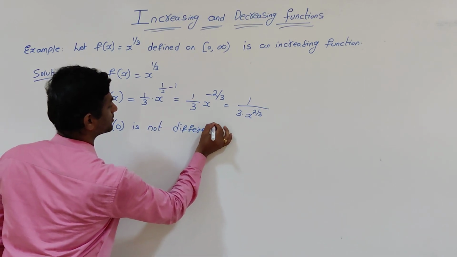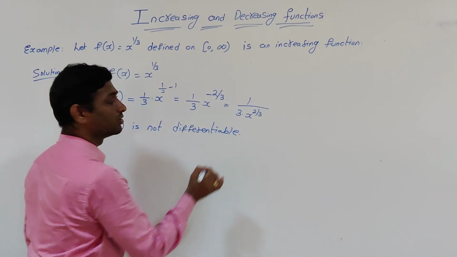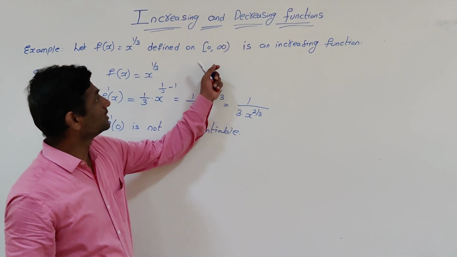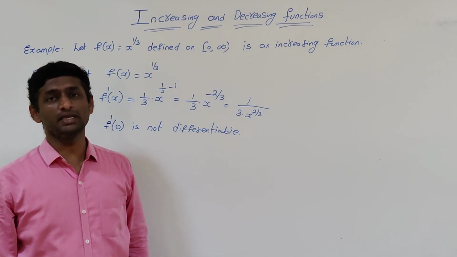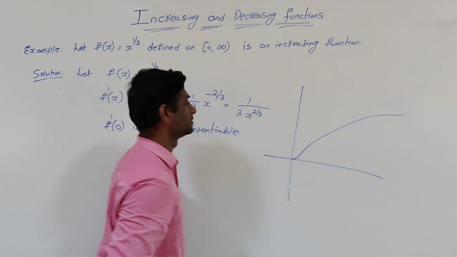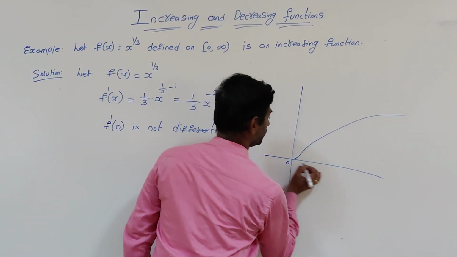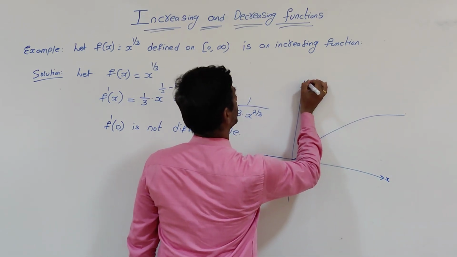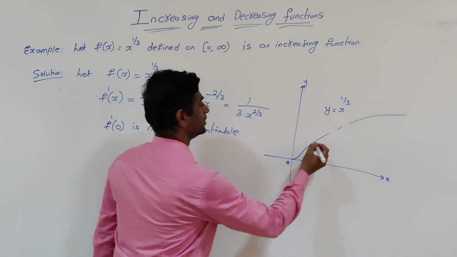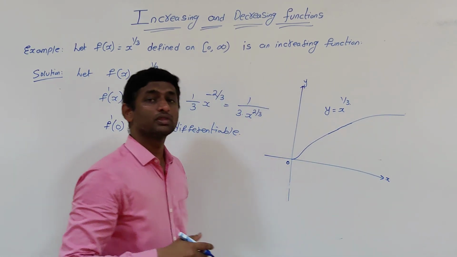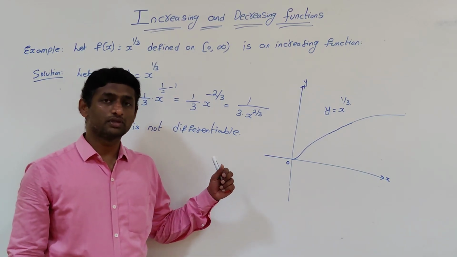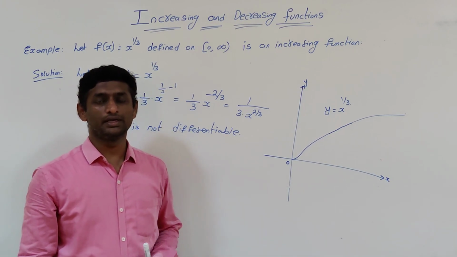So though the function is not differentiable at 0, the function may still be increasing. The graph of this function will be like this. So it is the origin 0, x-axis, y-axis, and this is y equal to x to the power of 1 by 3. So though the function is not differentiable, we may find the function is increasing or decreasing.